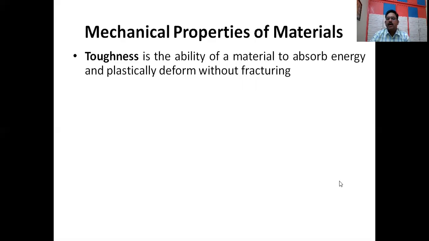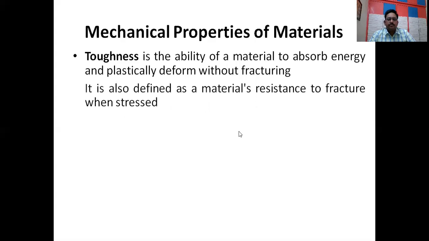The ability of a material to withstand failure and fracture, we call it a tough material. Hardness is the ability of the material to withstand scratchings and indentation. That is a localized one, whereas toughness is the overall property of a material. This is what we have. It is also defined as the material's resistance to fracture when it gets stressed.